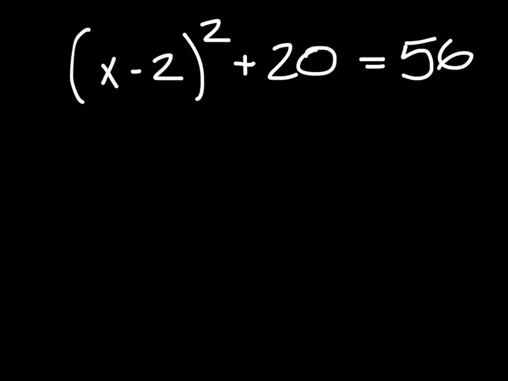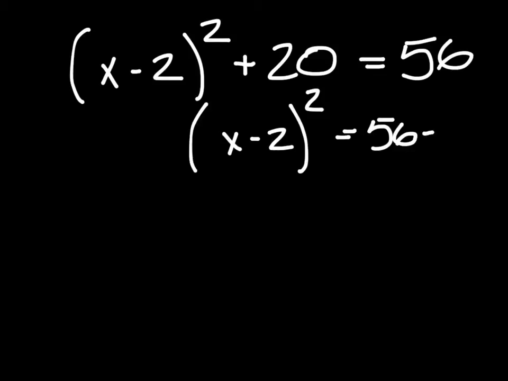Subtract 20 from 56. Yeah, that's right. So leave this on the left and subtract 20 from 56. What is 56 minus 20? 36. All right.